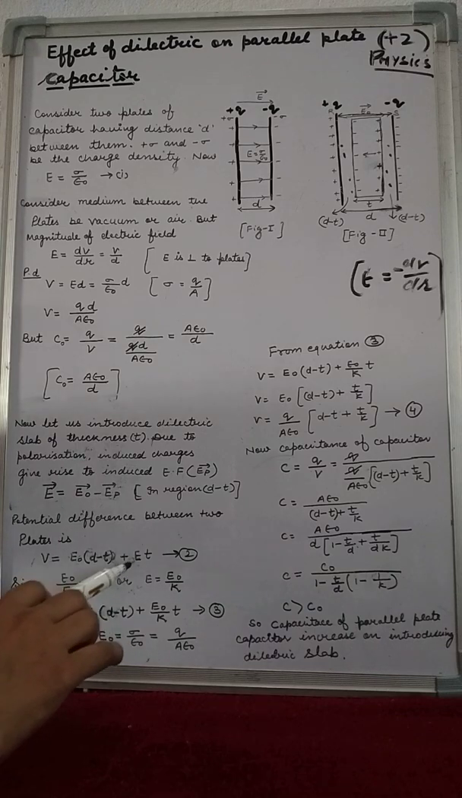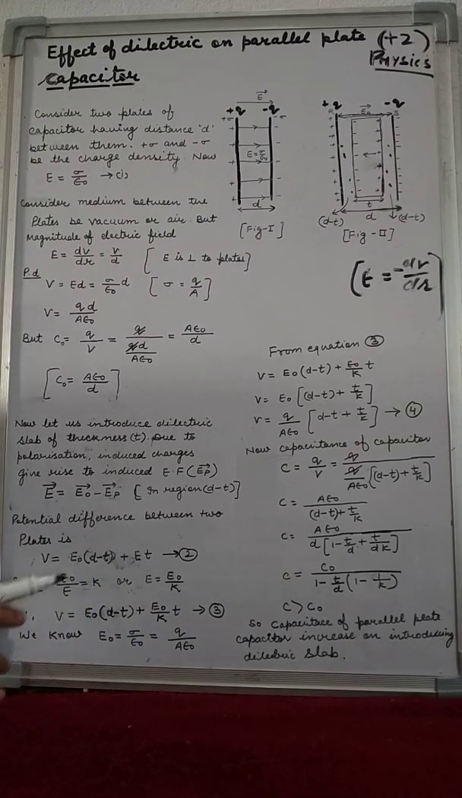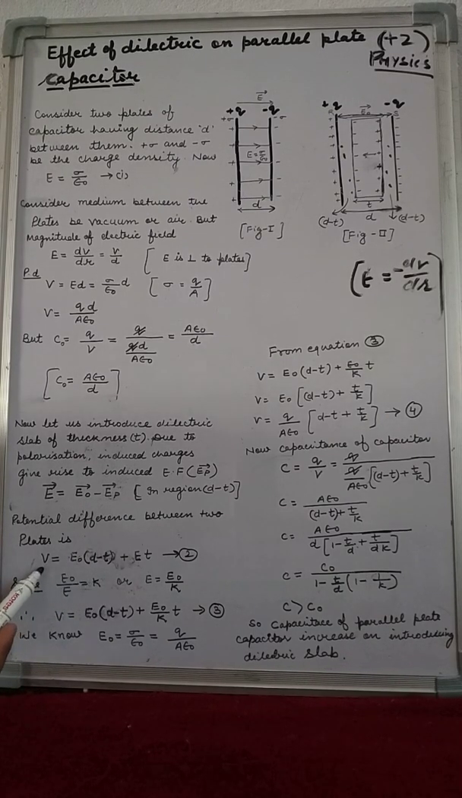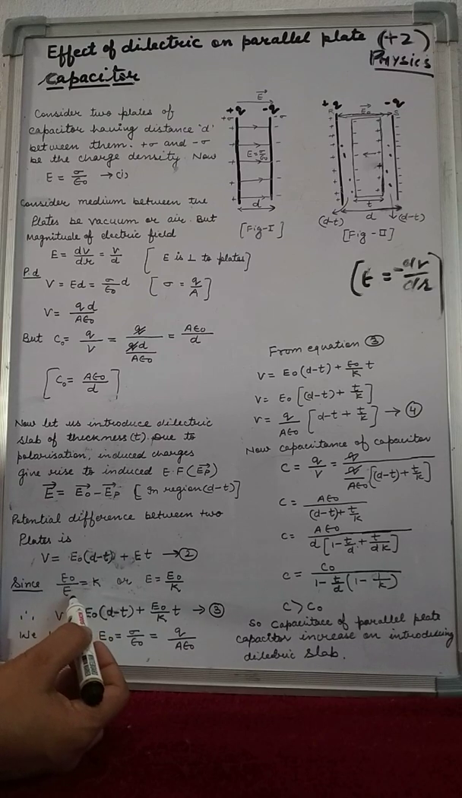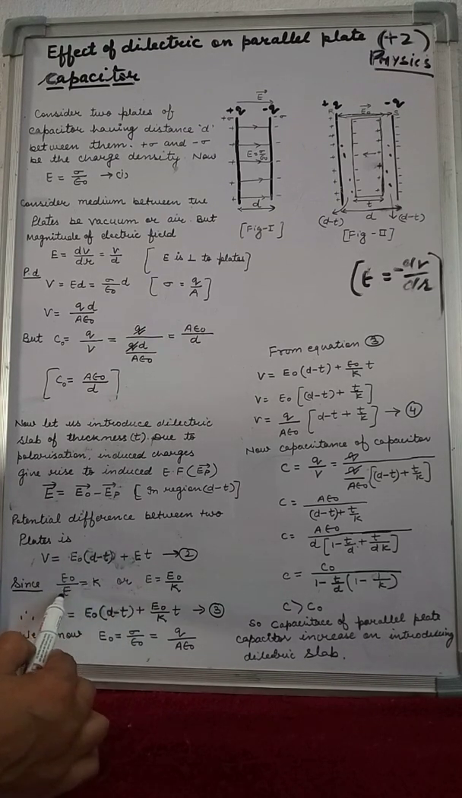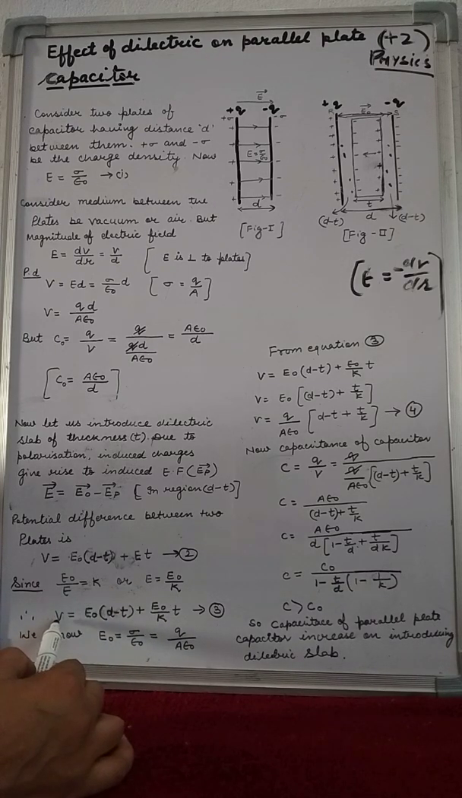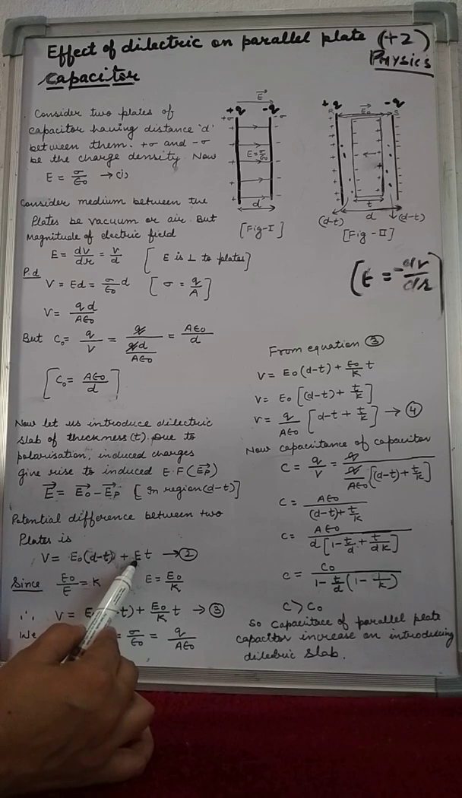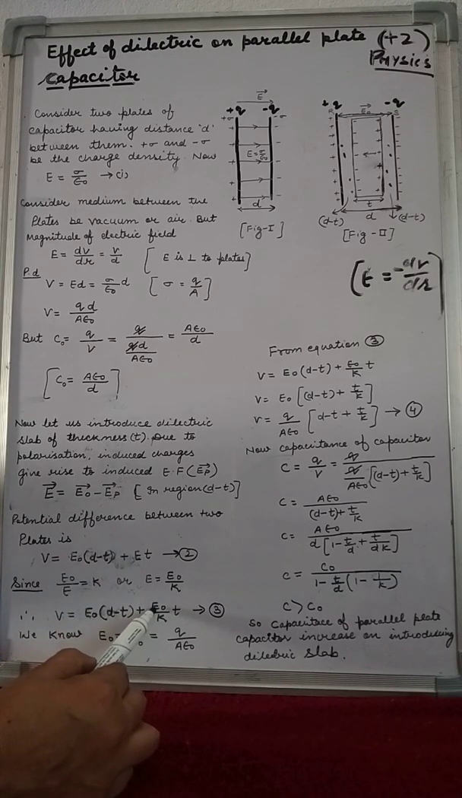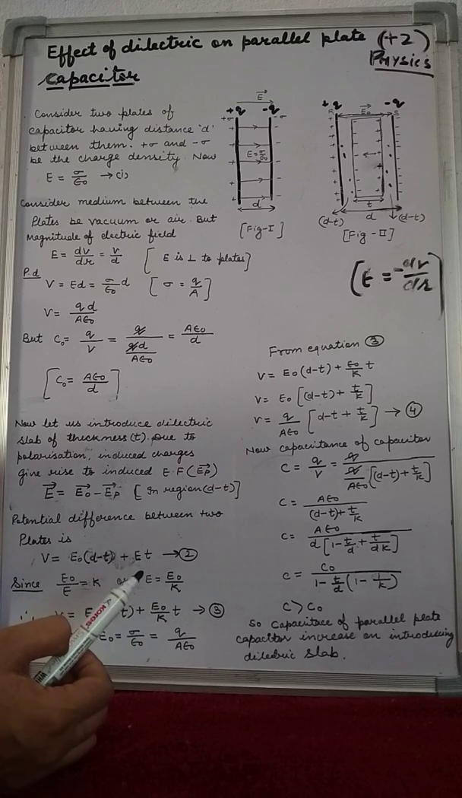Now we know this, write this E in the form of E naught. We know E naught upon E is equal to K, that is the dielectric constant. So E is equal to E naught upon K. Therefore potential V is equal to E naught (D minus T), and in place of E we will put E naught upon K into T.